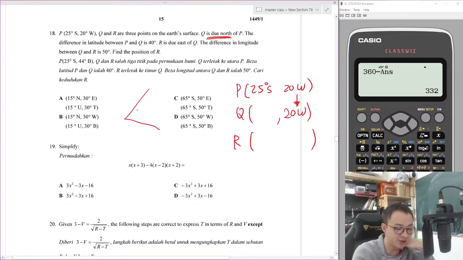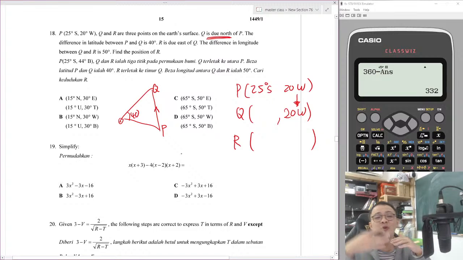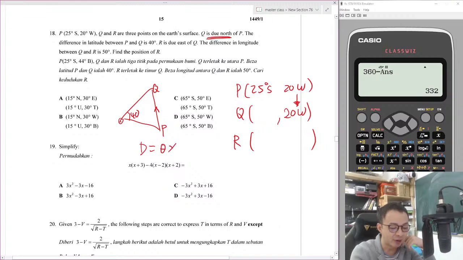So the difference in latitude is something like this: this is the center point, this is P, and Q is due north of P, right? They are in the north direction, and the angle between them is 40. So we know the formula. If you want to move between north and south, the distance formula is theta multiplied by 60. But we don't need distance now.